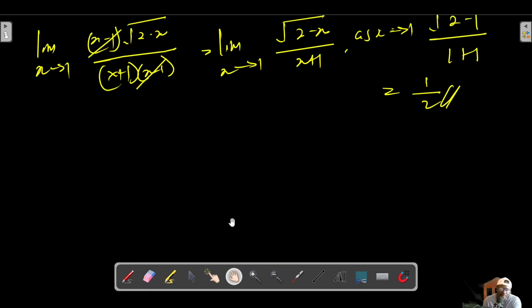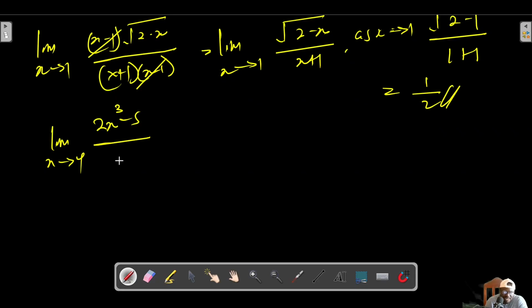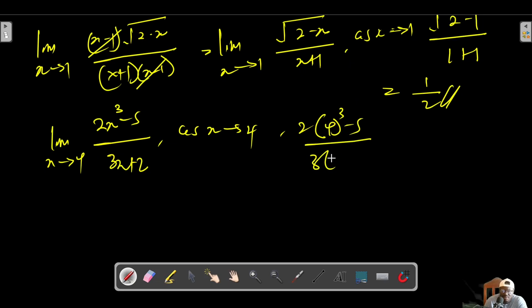To get more concept. Now, the limit as x approaches 4 of 2 raised to the power x cubed minus 5, divided by 3x plus 2. So for here, do a direct substitution as x approaches 4. What do we get? We end up getting 2 multiplied by 4 cubed minus 5 over 3 times 4 plus 2.